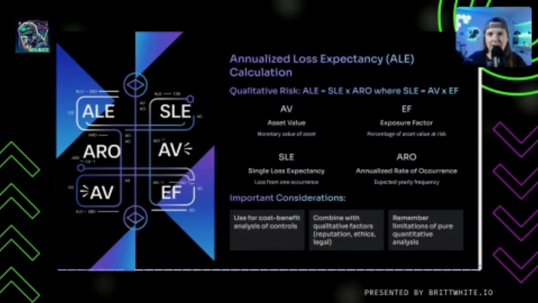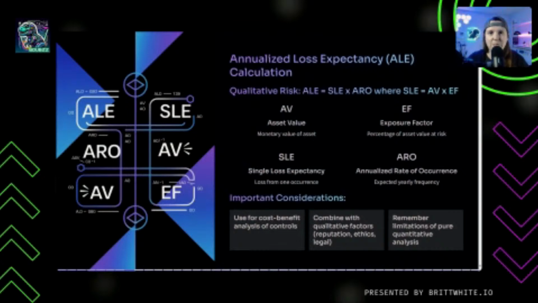So why do we use the ALE? This is a tool for cost to benefit analysis of security controls. If a security control costs less than the ALE, it might be cost justified from a purely financial perspective. However, remember the limitations. ALE heavily relies on estimations, particularly for the ARO and EF, and pure quantitative analysis is often difficult. Qualitative judgment and contextual understanding are always necessary to supplement the ALE and make realistic risk-based decisions.